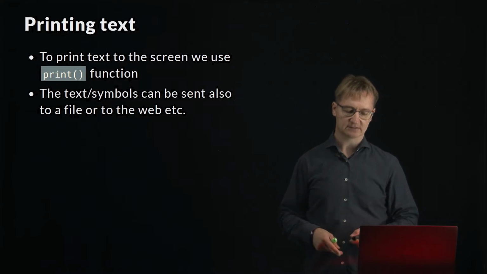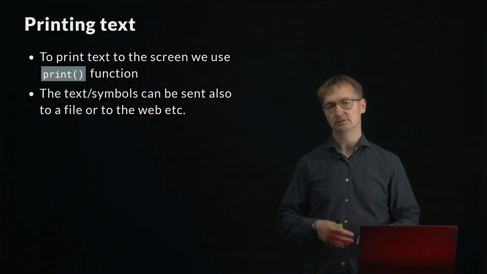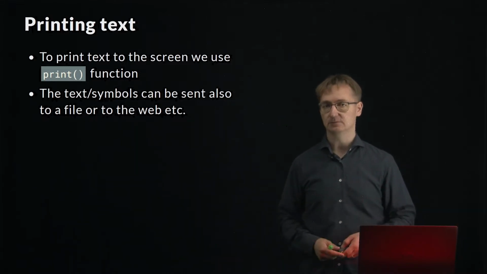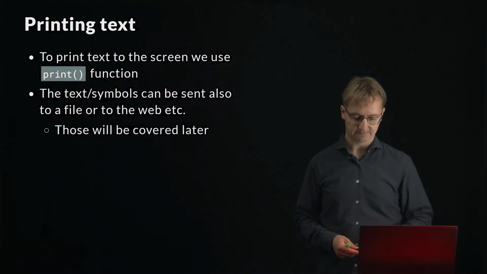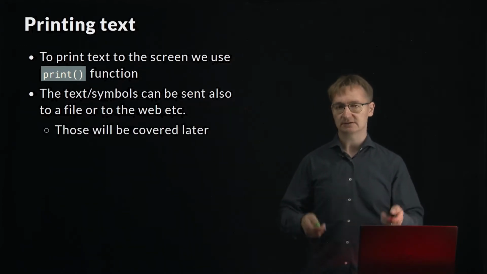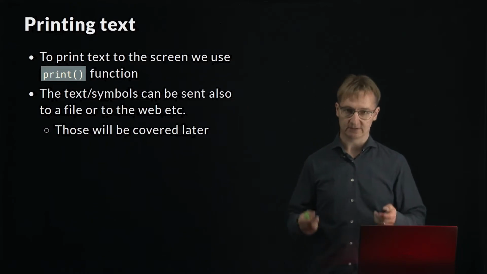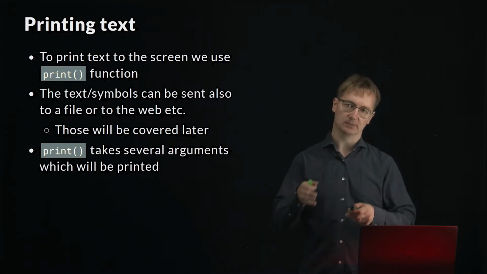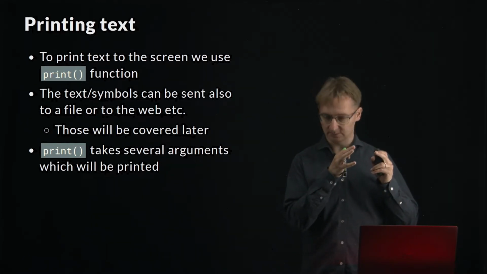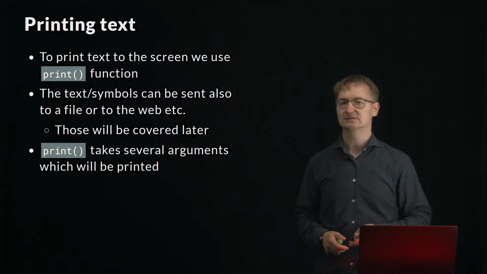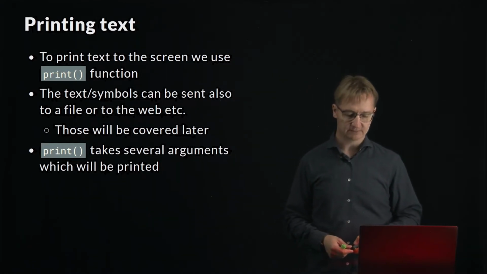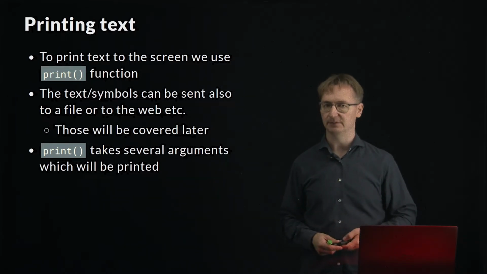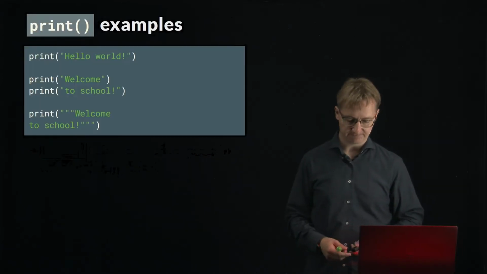Text and symbols can also be sent to, for example, the web or a file, and so on. But the simplest way is to print something on the screen. We will cover later how to write to the web or to a file. So print is a function. We will have a separate video on what a function is, but currently we can just say that this is a function, and we can give some values to it, and those values will be printed or output to the screen.